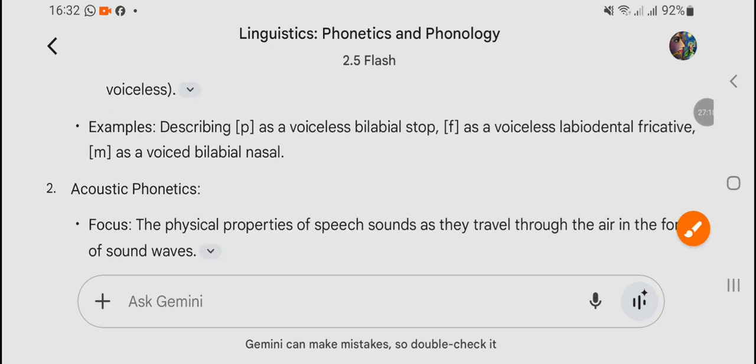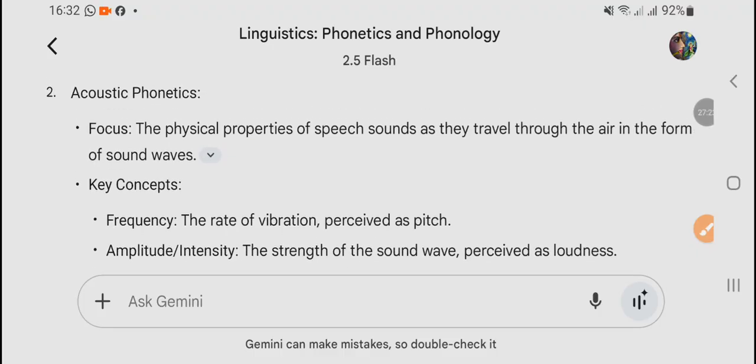Now the next variety is acoustic phonetics. Sometimes short notes may be asked on these topics, so you just be attentive. Acoustic phonetics is the physical properties of speech sounds as they travel through the air in the form of sound waves, right? So when you talk to your mother, friend, whomsoever, your voice travels through air and reaches your friend's ear. That is the study which is called acoustic phonetics.